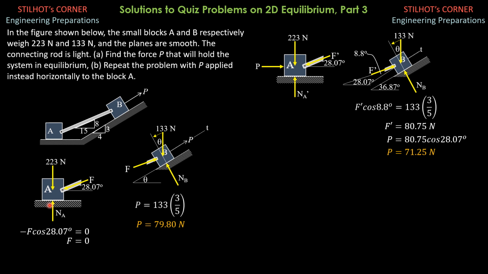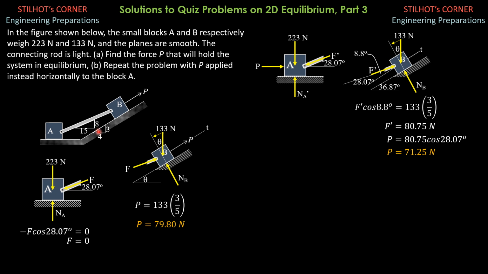Then that's the normal reaction, that is F. Since there's no frictional resistance, summation forces X equals 0. So the X component of F, which is to the left, is negative F cosine 28.07 degrees. By the way, inverse tangent of 8 over 15 is 28.07 degrees.